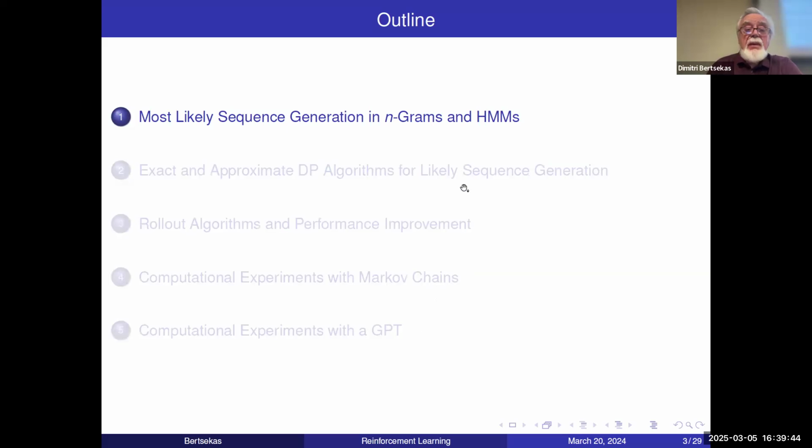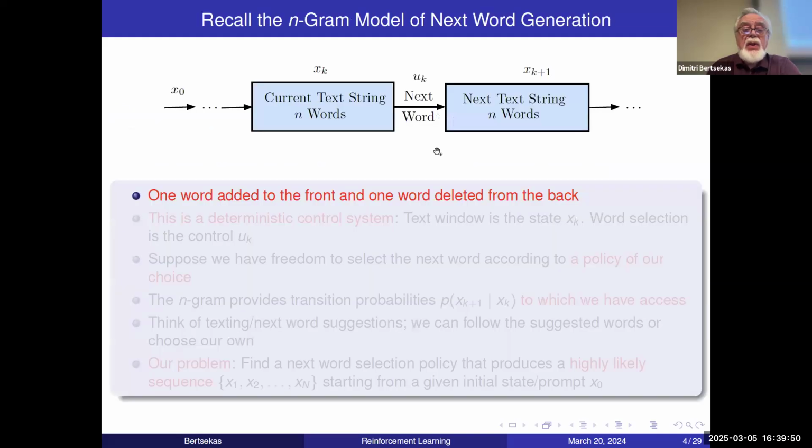So let's go to the problem that we're going to be discussing in the context of n-grams. Remember the n-gram context, whereby we generate a sequence of windows. Each window has n words, and it represents the state of a dynamic system, xk, the kth window.